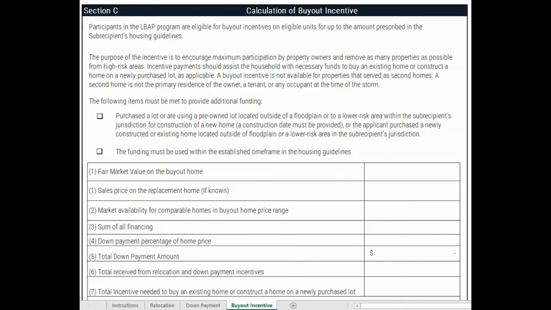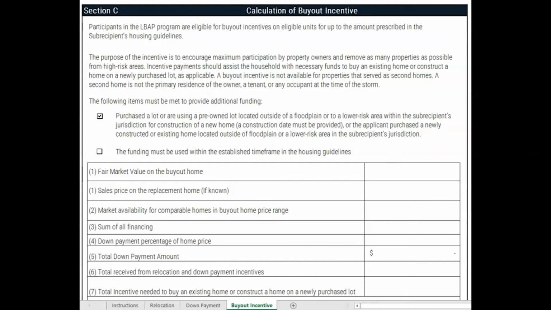First, check off if the lot, new construction home, or existing home that the applicant is buying with the buyout incentive is outside the floodplain or in a lower risk area within the subrecipient's jurisdiction. A map with the location of the new home, overlaid on the FEMA National Flood Hazard Layer Map, showing the location of the home is outside the floodplain or in a lower risk area, should be attached.